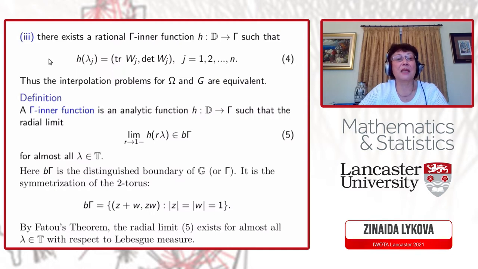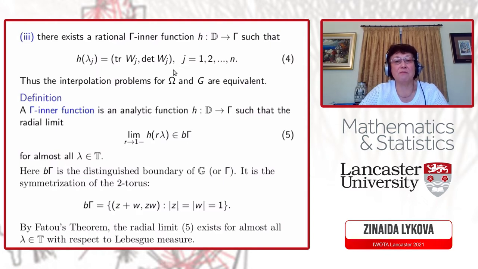And the third condition is equivalent: there exists a rational Gamma-inner function from the disk to Gamma such that those conditions are satisfied. Here we have a generalization of an inner function. You take an analytic function from the disk to Gamma such that if you take the radial limit, then it lands in the distinguished boundary. Like in the classical case, where T goes to T, here T goes to the distinguished boundary. And the distinguished boundary is very easy to describe. It's a Möbius band, and |z| = |w| = 1.